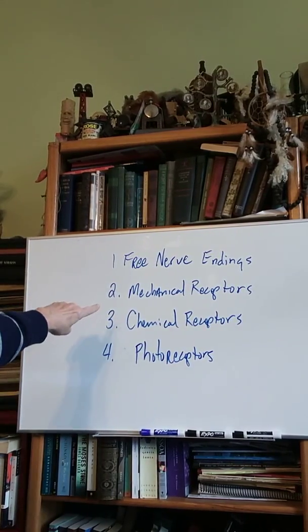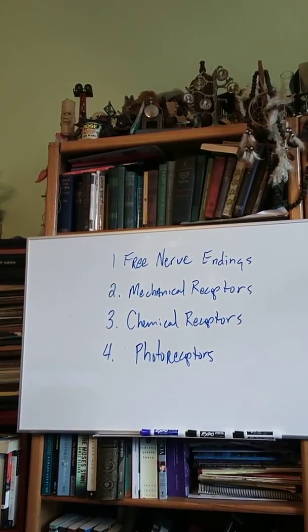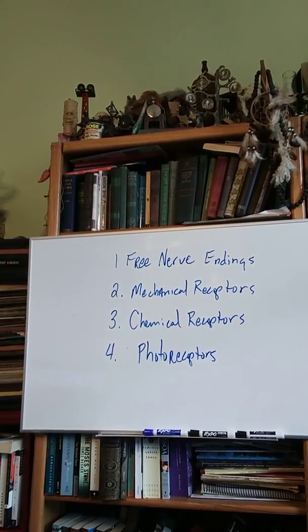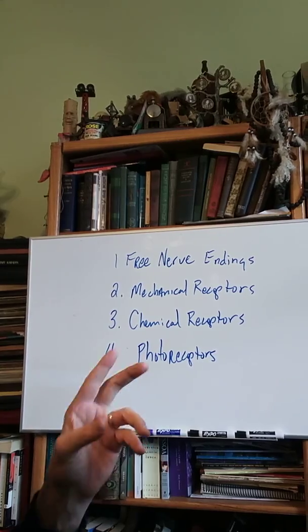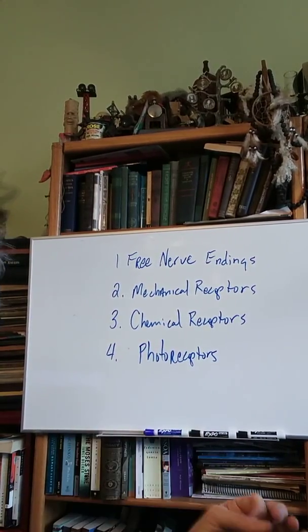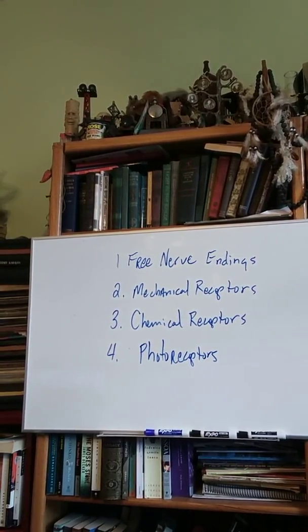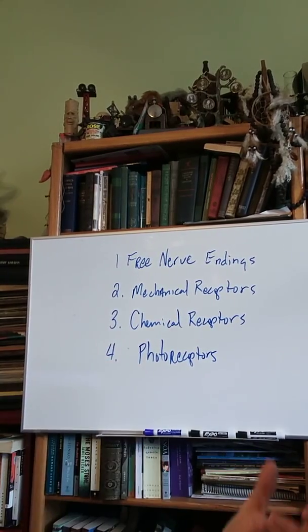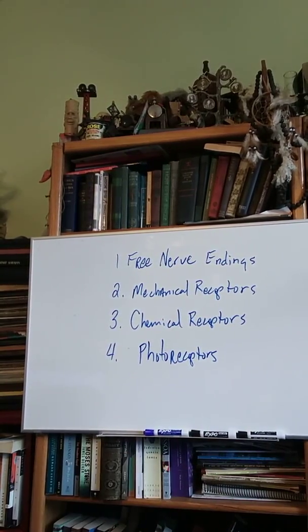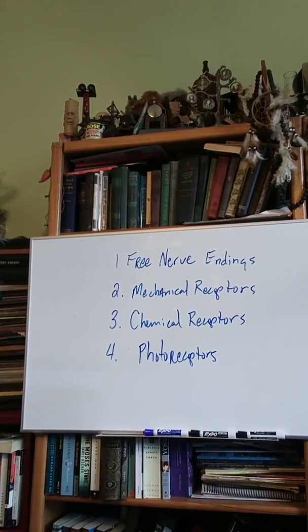We also have mechanical receptors. We'll talk about those when we talk about hearing and equilibrium. Now, what mechanical receptors do is when they are bent, when they change shape, they are going to send a signal, and that's how you're going to sense balance, and hearing is sensed in that manner.